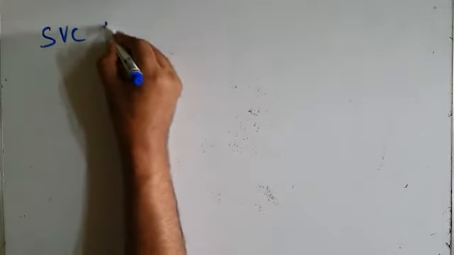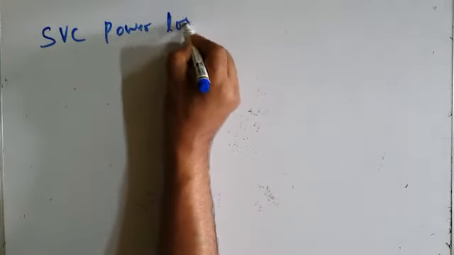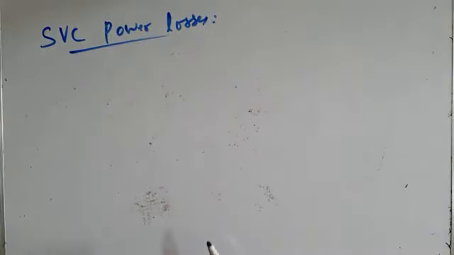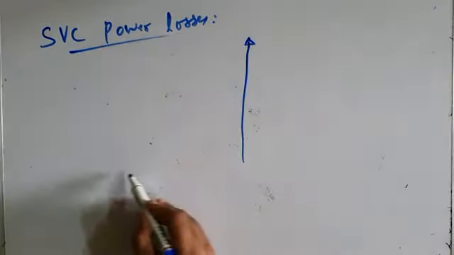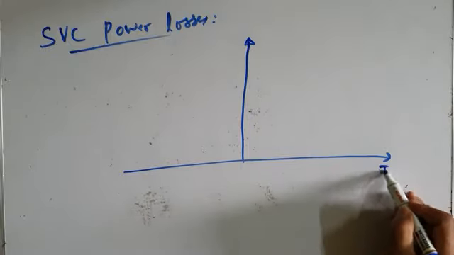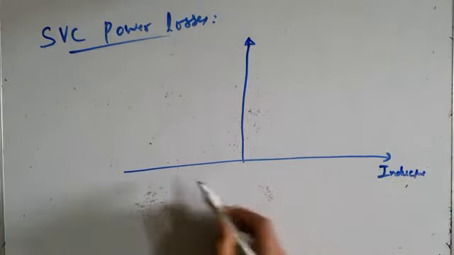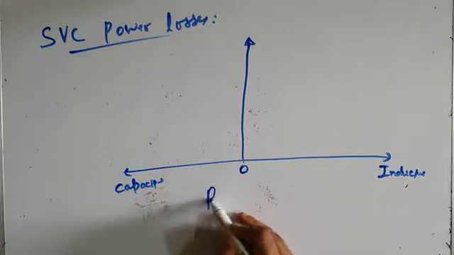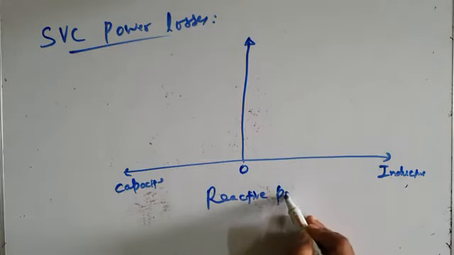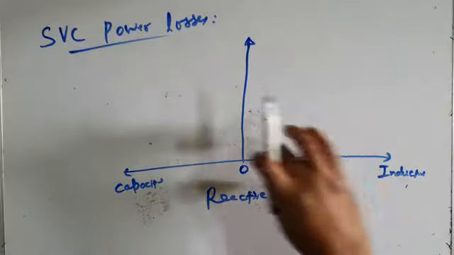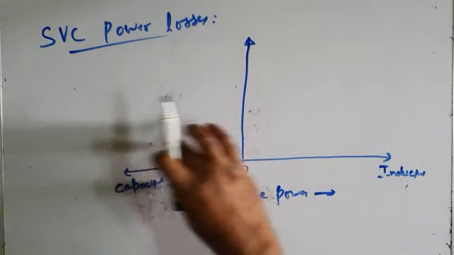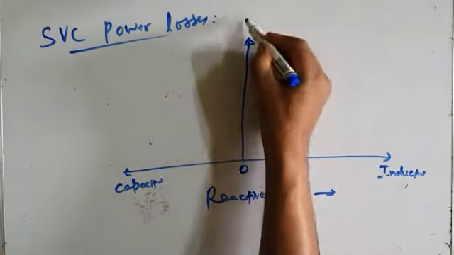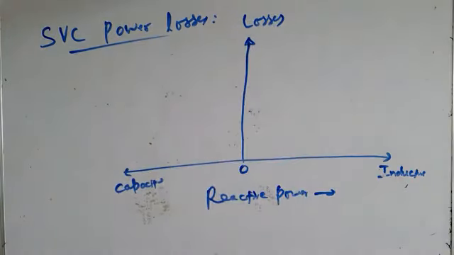And finally, I will discuss with you SVC power losses. What are the various power losses which take place in this type of SVC? Let me first draw the loss characteristic. This is the inductive region of operation, and this is the capacitive region of operation, with zero losses here. This axis is reactive power, which may be inductive reactive power if the SVC is operating in this range, or capacitive reactive power if it is operating in this range, and this y-axis is power losses.